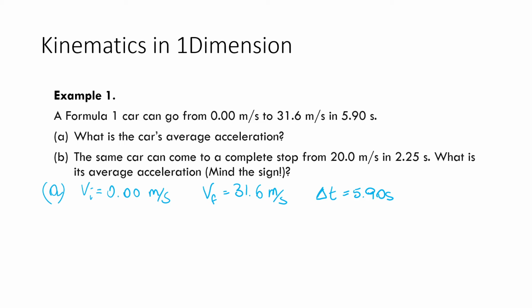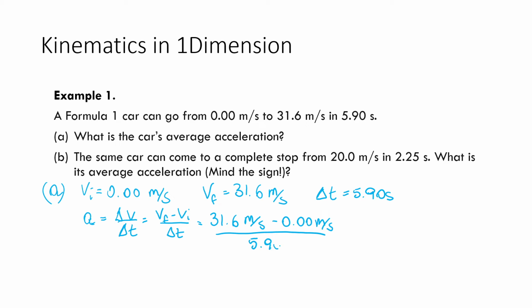Therefore, we can calculate the average acceleration through the formula a equals delta V over delta T. Delta V is going to be V final minus V initial, divided by delta T. And in this case, this is 31.6 meters per second minus 0 meters per second, all divided by 5.9 seconds. Now clearly the 0 doesn't contribute, and when you plug in the numbers, you get 5.36 meters per second squared, rounded to 3 sig figs.